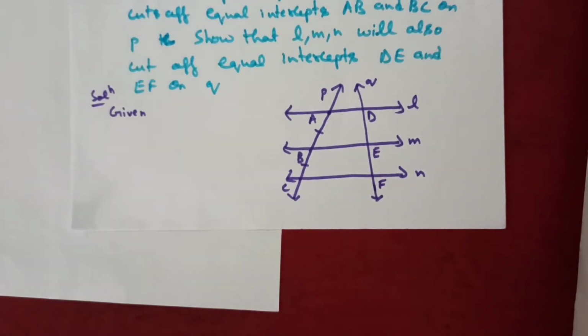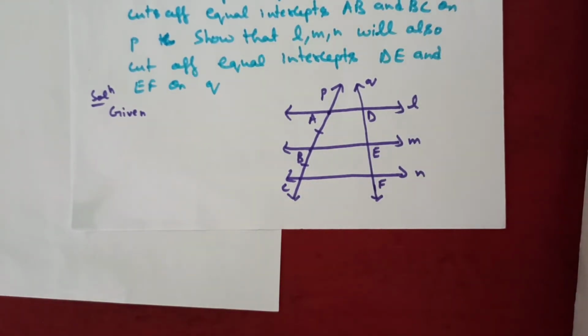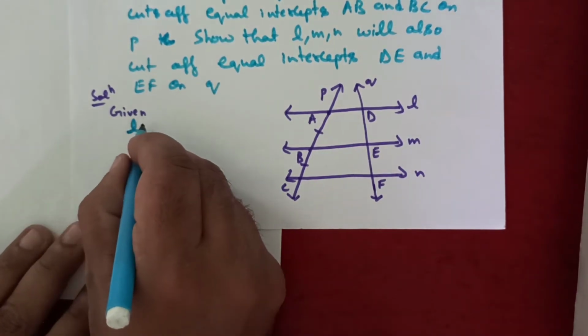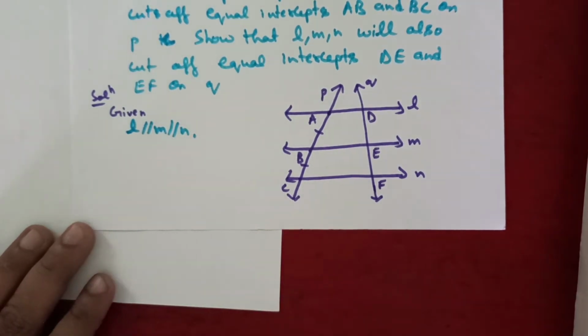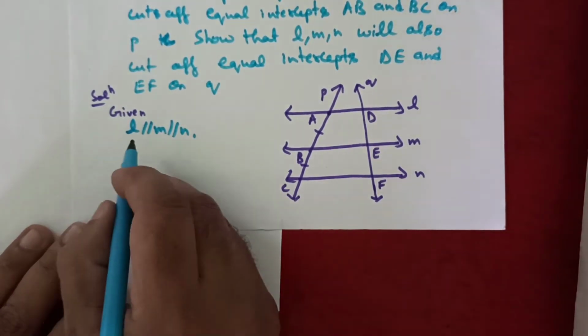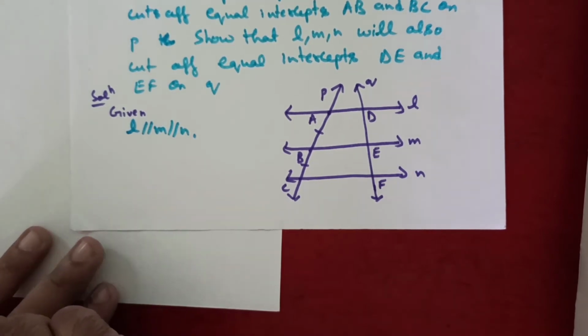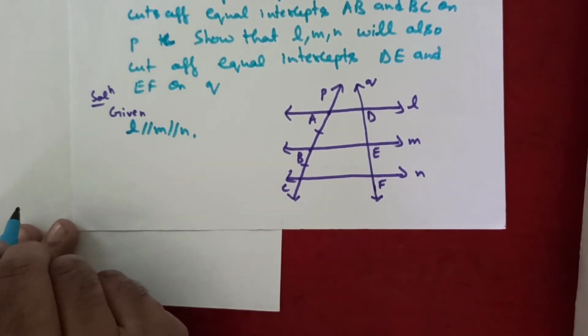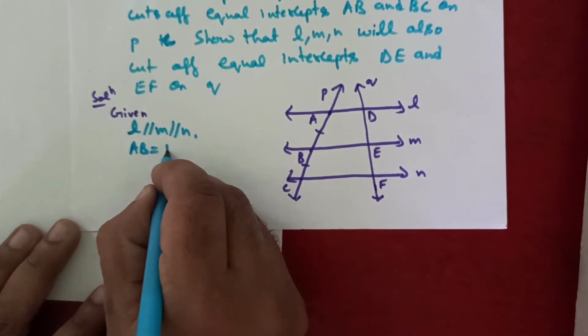The figure was already given, in which line L is parallel to line M, which is parallel to line N. So first we will write the given. It is given that line L is parallel to line M, which is parallel to line N. Also given that L, M, N are intersecting two equal intercepts on the transversal P. That means AB is equal to BC.